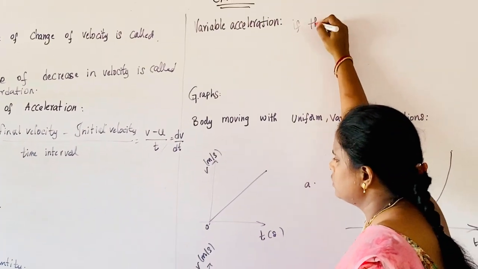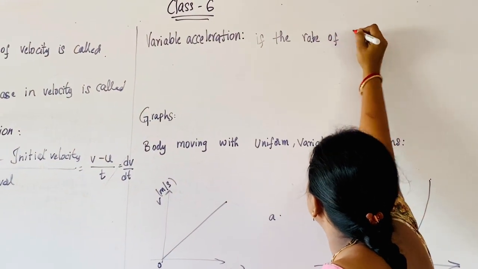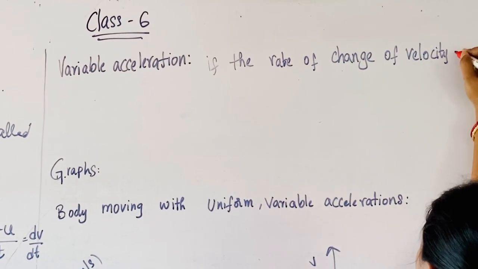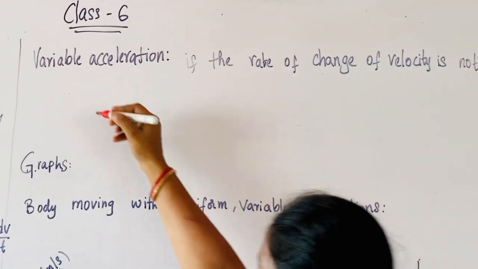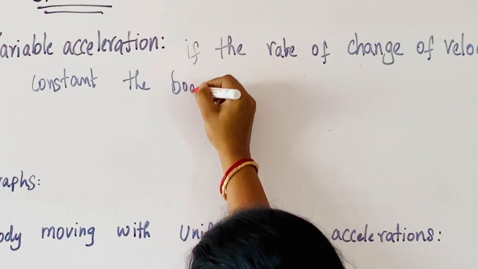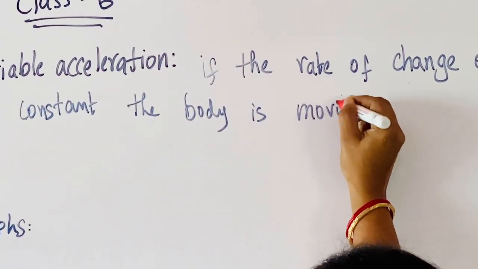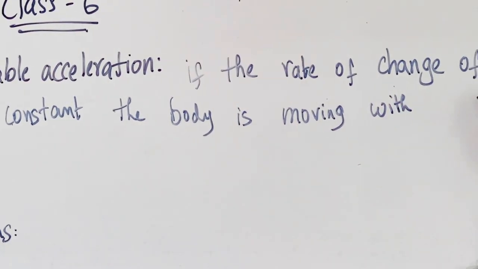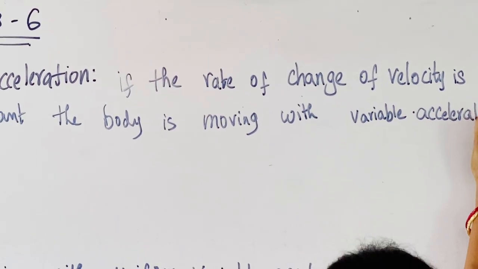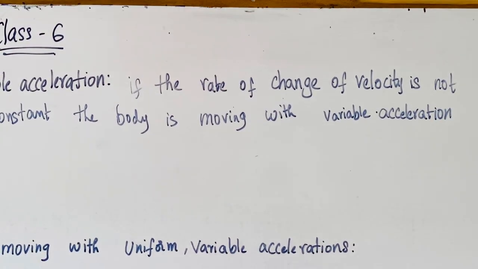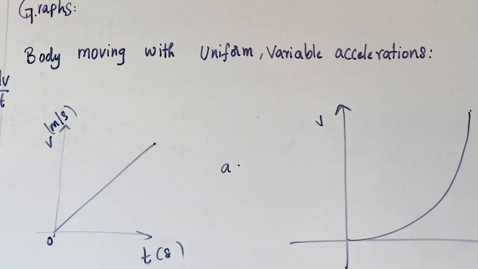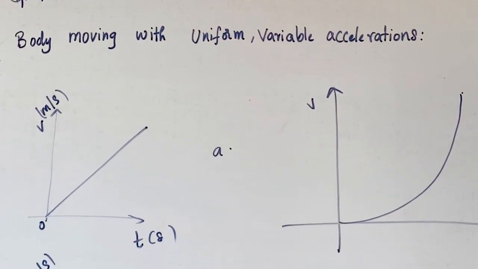If the rate of change of velocity is not constant, the object or body is moving with variable acceleration. Now we are going to see some important graphs which are related to this acceleration, which will show which kind of motion it is, whether it is uniform acceleration or variable acceleration.